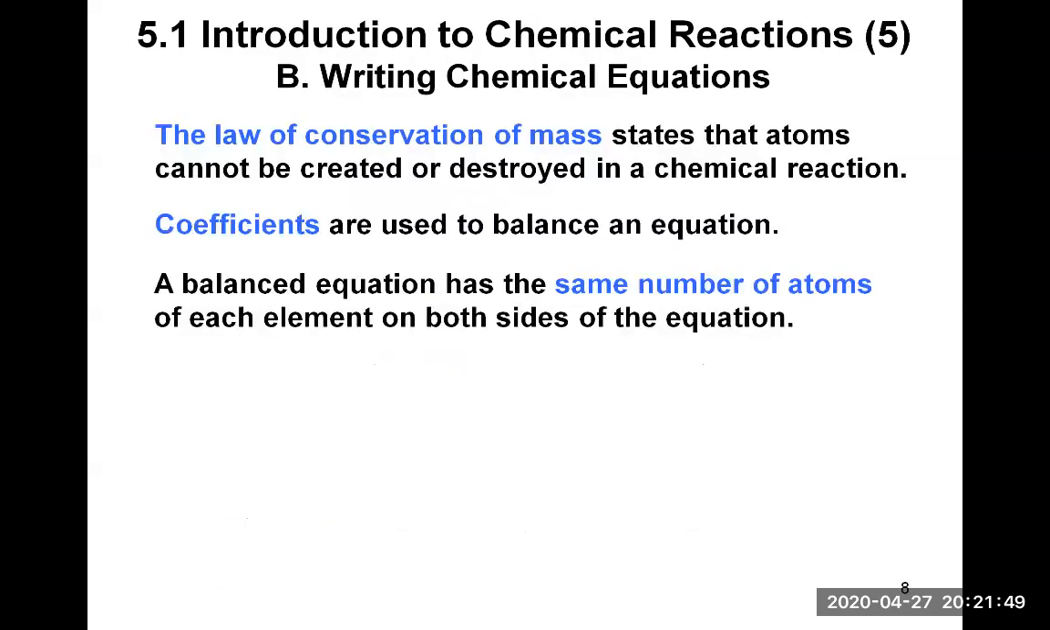The law of conservation of mass states that atoms cannot be created or destroyed in a chemical reaction. So we use coefficients to balance the chemical equations. When we have a balanced equation, it means it has the same number of atoms of each element on both sides of the equation. When you have the same number of atoms on both sides, then the mass will be conserved. So that's why balancing satisfies the law of conservation of mass. And that's why we do balancing.